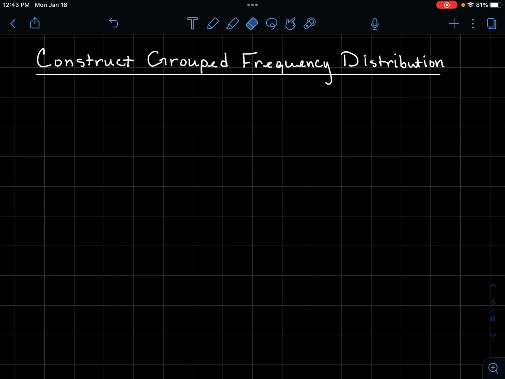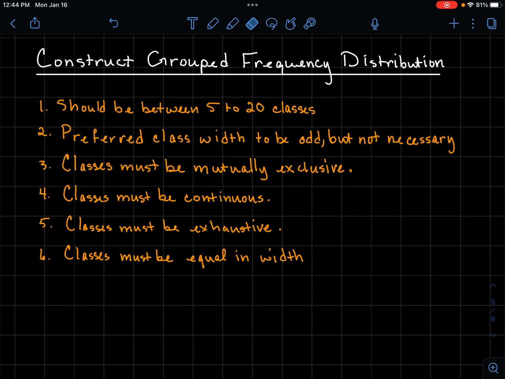Here we have a short video over constructing a group frequency distribution. And I'd like to remind you what all the attributes are that we would need to have a group frequency distribution. The first thing we need is to have classes between 5 to 20.